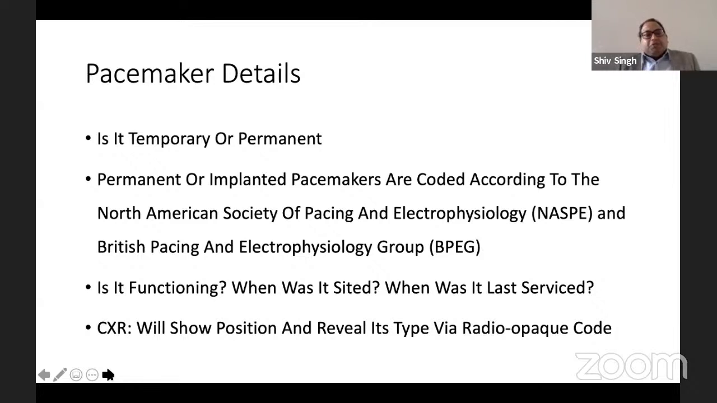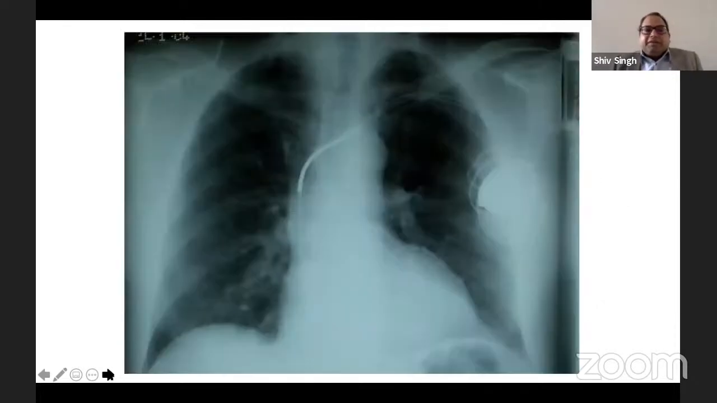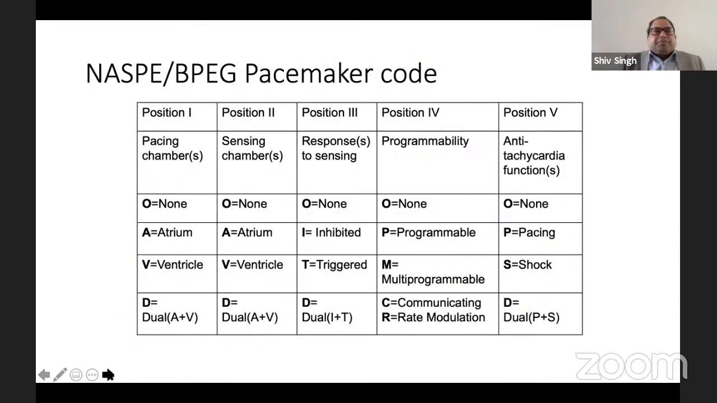A chest X-ray will show the position of the pacemaker. It will show the leads, and some of them can also show you the type through their radiopaque codes. Okay, so X-ray can show that. So this looks like an ICD. You can actually see the thick wire which delivers shock. Okay, and you can actually see the two leads coming in. So X-rays are a useful part for that.